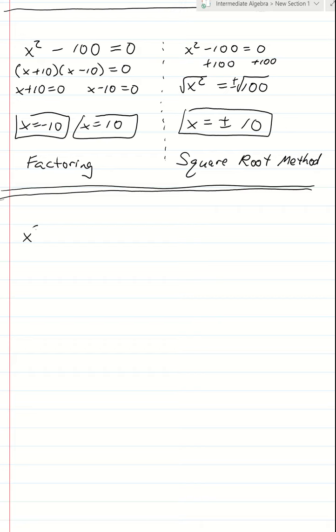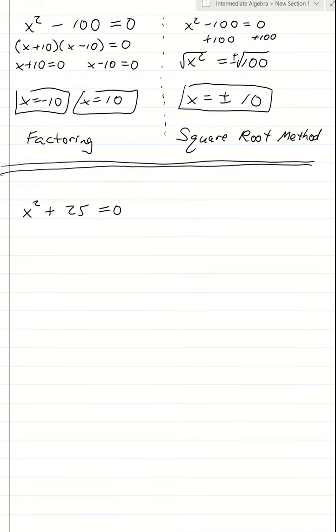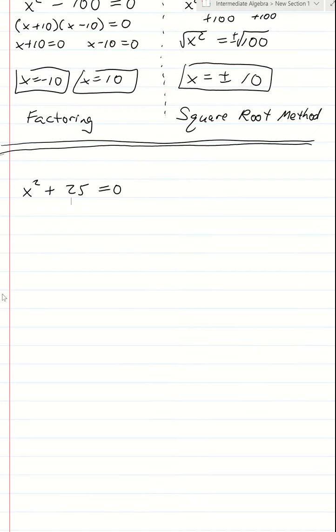Let's say we have x squared plus 25 equals 0. Now, this is not factorable over the real number system, okay? Because this is the sum of two perfect squares. And remember, when we talked about the sum of two perfect squares, we said that that polynomial was prime. But just because it's not factorable doesn't mean that it's not solvable. So here's what we're going to have to do. We'll still go and use the square root method.